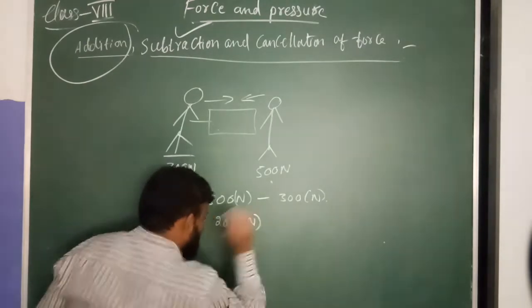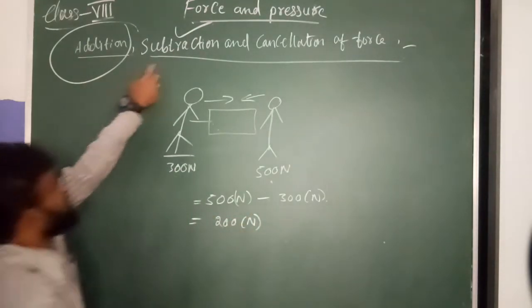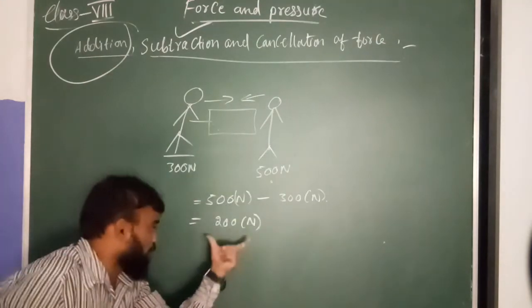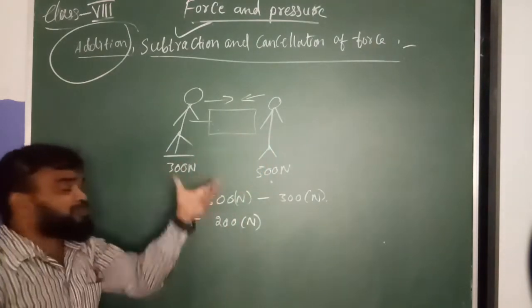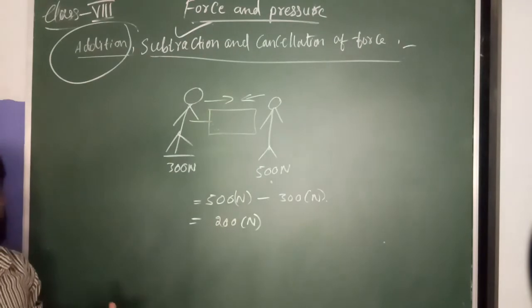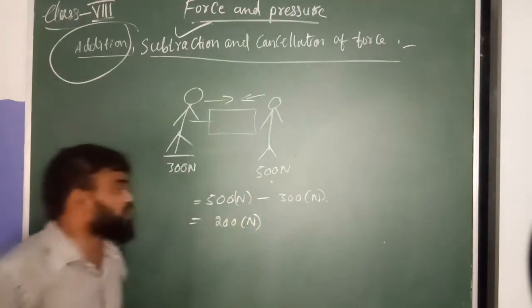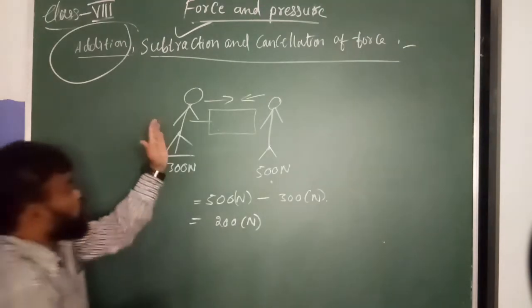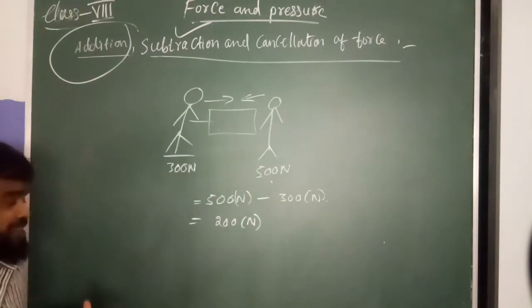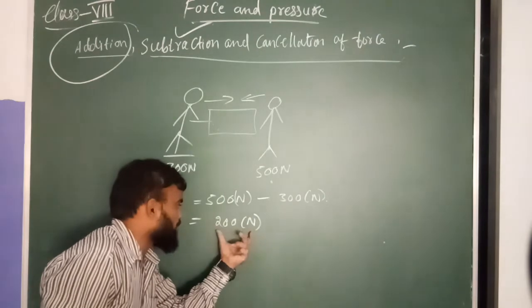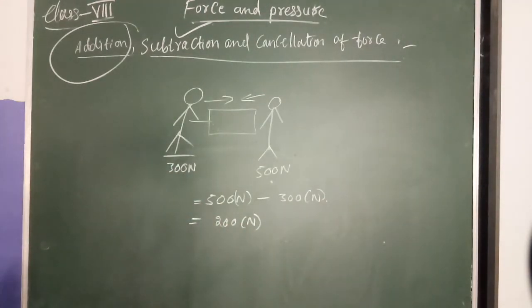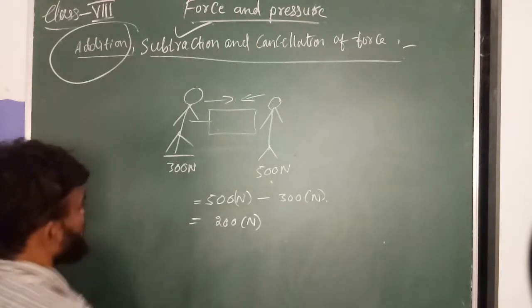This is the second one we have done. That is for subtraction, like that we have to do. Approximately, what is the force applied? We get it by calculating, which means we subtract one force from the other force between the two persons on the object. Then we get 200 Newton. Exactly, we will get 200 Newton. Understood? So next one we are going to explain.